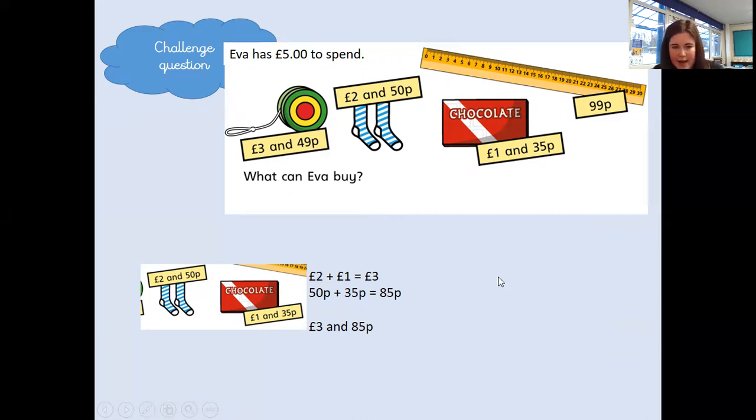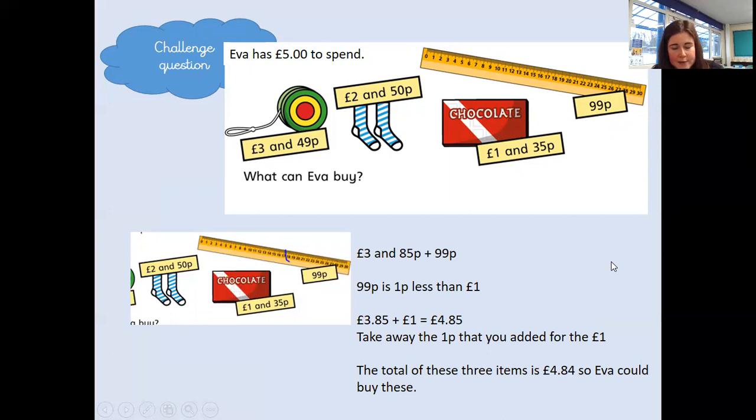Because it is so much less than £5, I then thought, well, could she buy the ruler as well? So we had £3.85 already for the socks and the chocolate. And we were going to add 99p. 99p is 1p less than the £1. £3.85 add a pound is £4.85. But of course, it isn't a whole pound that you're adding. The ruler doesn't cost 1 whole pound. The ruler costs 99 pence. So you need to take away the 1 pence that you added to the £1. It might be £4.85, but actually the total will be £4.84. So yes, Eva could buy those 3 items together.